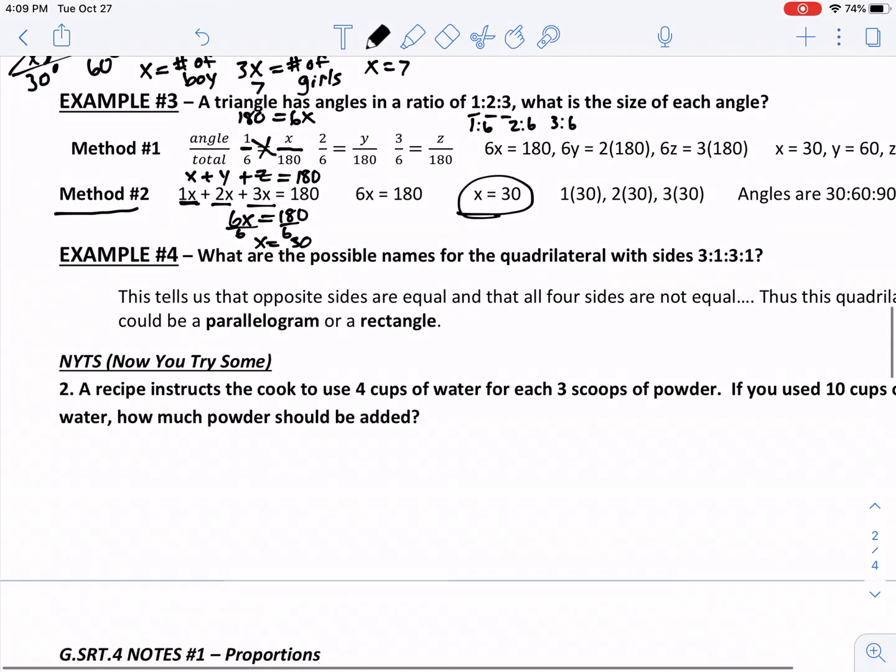Now, the last example we're going to look at here is example 4 that says, what are the possible names for a quadrilateral that has the ratio, the proportion here, the ratio of 3 to 1 to 3 to 1? Okay, well, what do you notice about that? That's the ratio of the sides, right? So if it's 3 to 1, 3 to 1, what does that mean? Well, it means 2 of the sides have the same length and the other 2 sides have the same length.